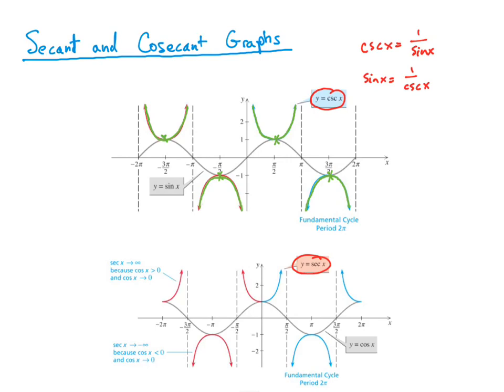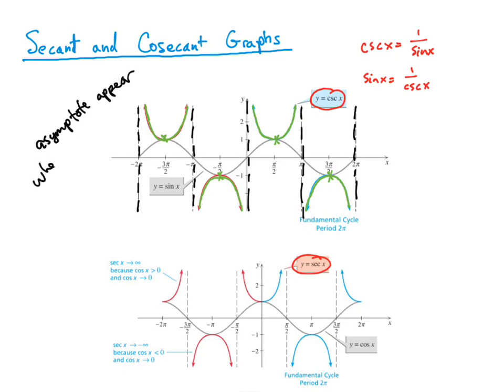The only other piece that is new is what these dotted lines are, and these are asymptotes. The asymptotes appear when sine of x is equal to 0 and when cosecant of x is undefined.